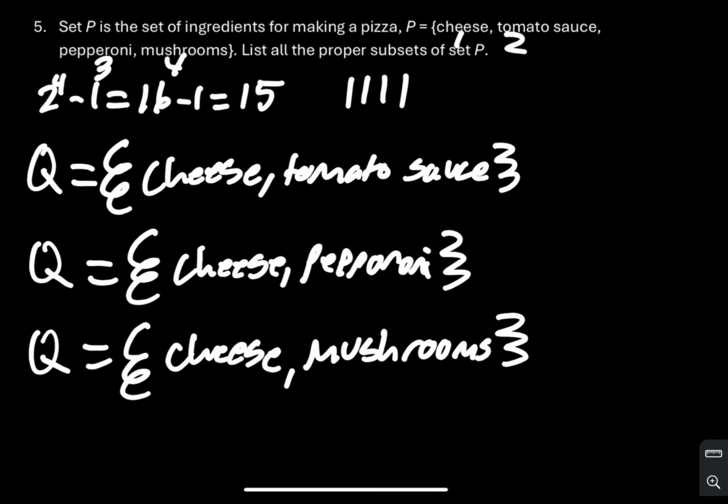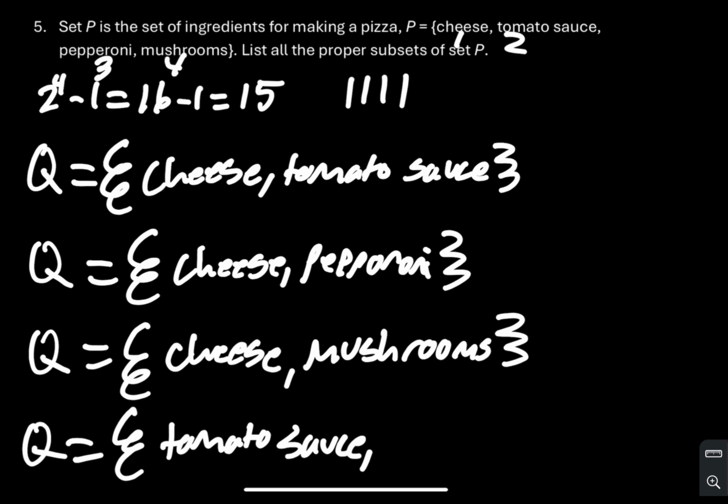Now next we're going to get rid of cheese and we're not going to include it anymore. This time we're going to start off with tomato sauce. So we have tomato sauce, and then we're going to move to the pepperoni. We're not going to use cheese since we used all those combinations there.